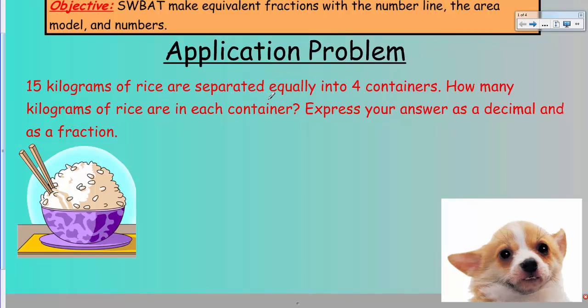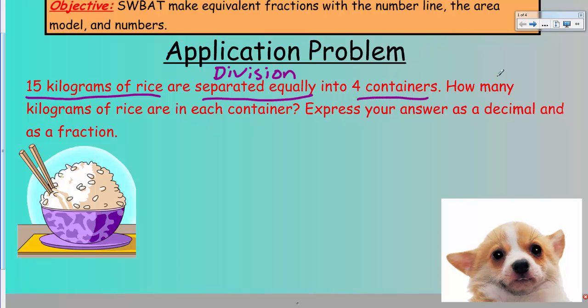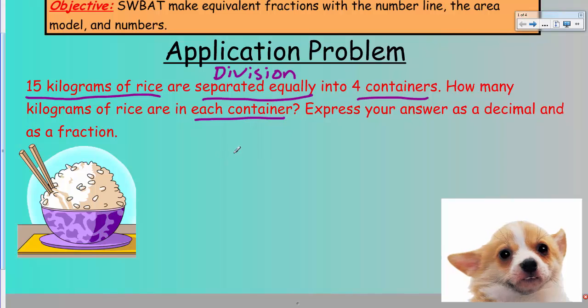It says 15 kilograms of rice are separated equally into 4 containers. Separated equally should be like a red flag. Hello, division. It says into 4 containers. How many kilograms of rice are in each container? This is the question. Express your answer as a decimal and as a fraction.